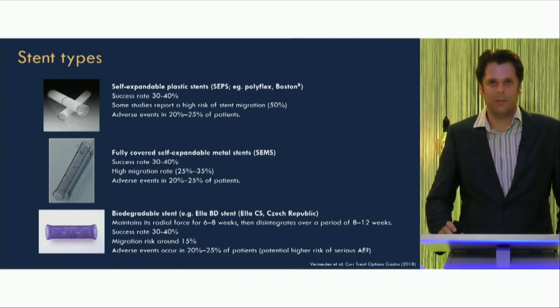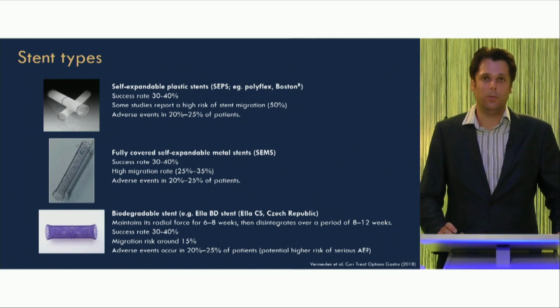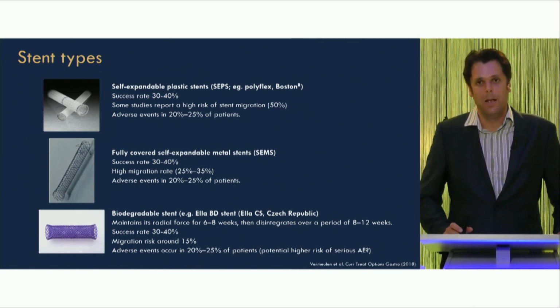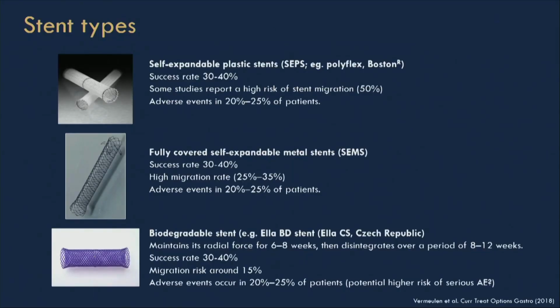So what types of stent do we use in the esophagus to tackle this problem? There were self-expandable plastic stents. The only stent that was available, I think, in Belgium or maybe in Europe was the Polyflex stent from Boston. But I think that the production completely ceased, so we don't have them anymore. These stents had a success rate of 30 to 40%. There was a high risk of stent migration. Some studies even reported a stent migration of 50%. And there were also adverse events in 20 to 25% of the patients.